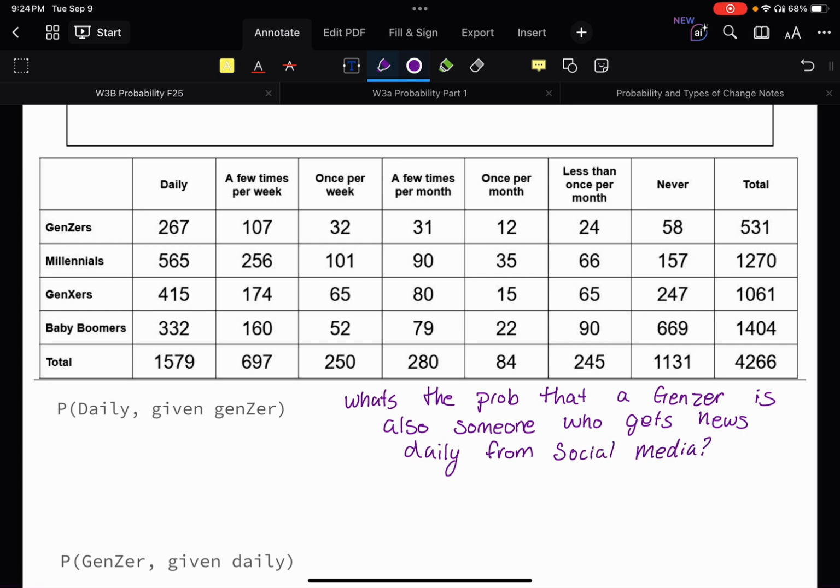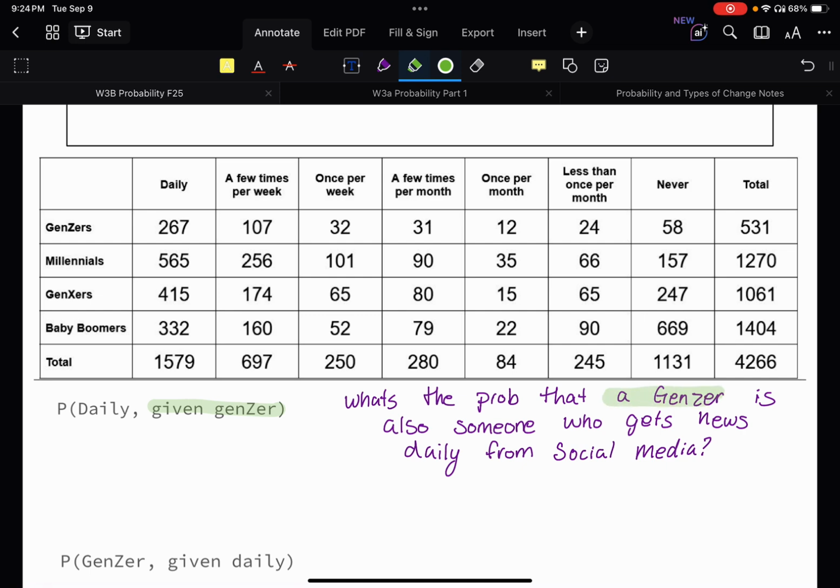Notice my question doesn't actually have the word "given" in it, which throws off students, because sometimes they're like, I just wanted the given. Can I just find the given? I found the keyword, can I move on? So I have to really think about it. Yes, the given Gen Zer is my subgroup, but here the question is, what is the probability that a Gen Zer? So I'm already saying the person is a Gen Zer.